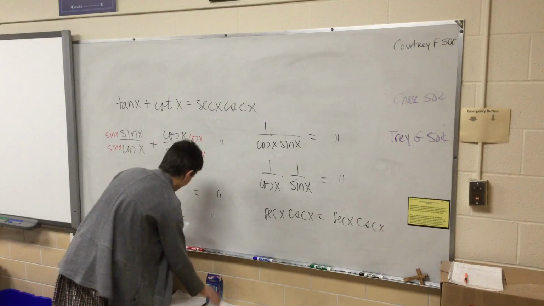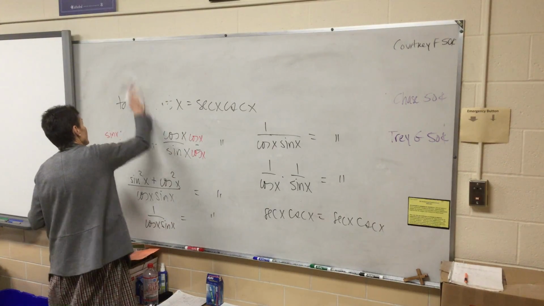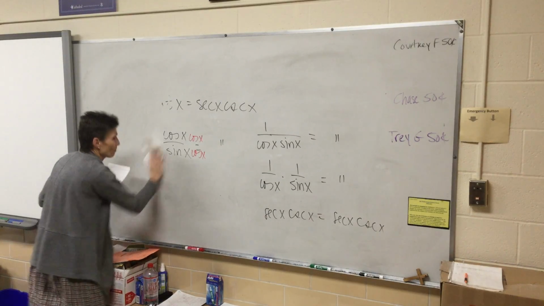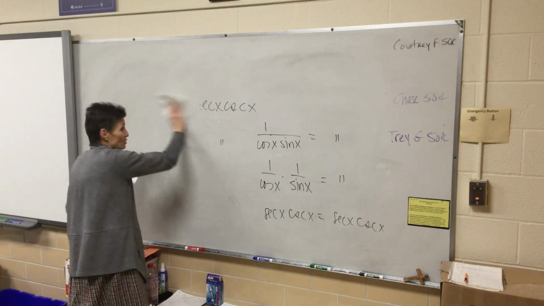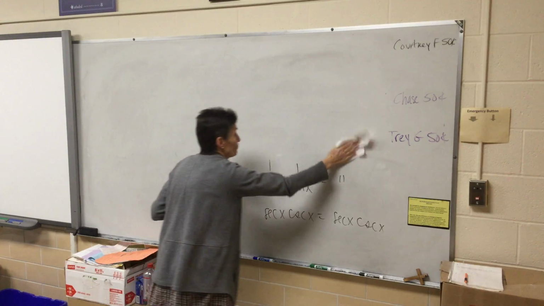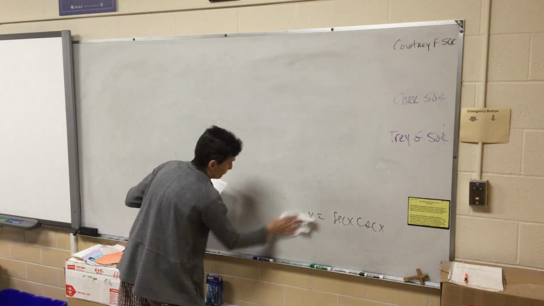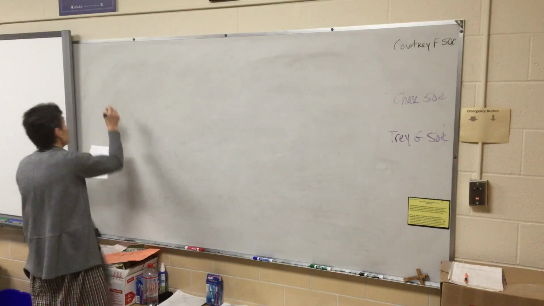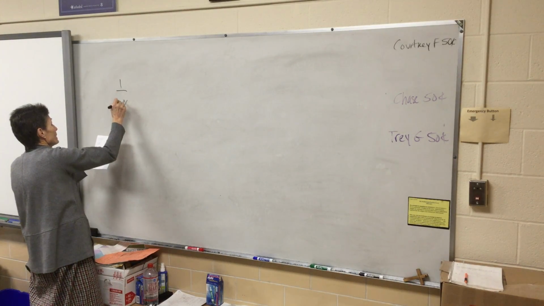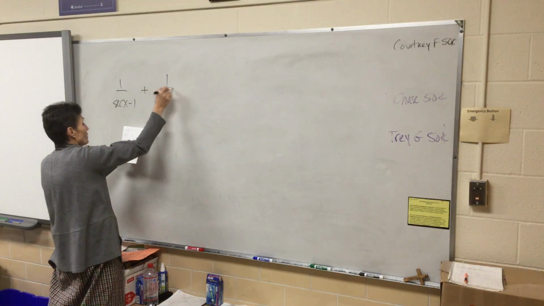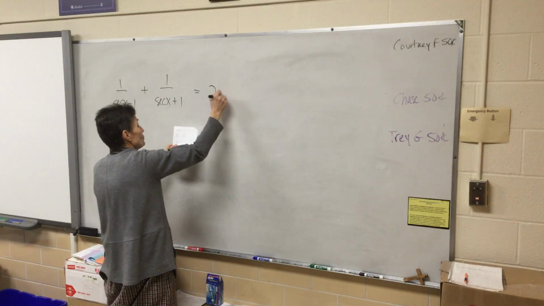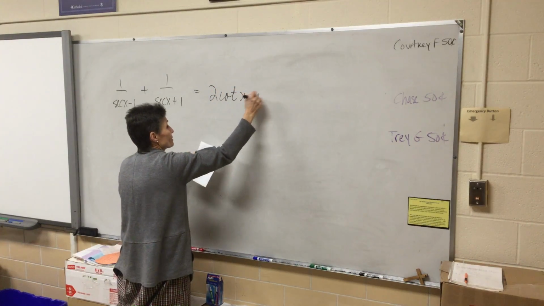Okay, let's look at maybe 2 more. And then you can start practicing. Because these just take practice. You'll get really good at them. Maybe you're already good at them. We just need to make sure we are practicing. So 1 over secant minus 1 plus 1 over secant plus 1 equals 2 cotangent cosecant.